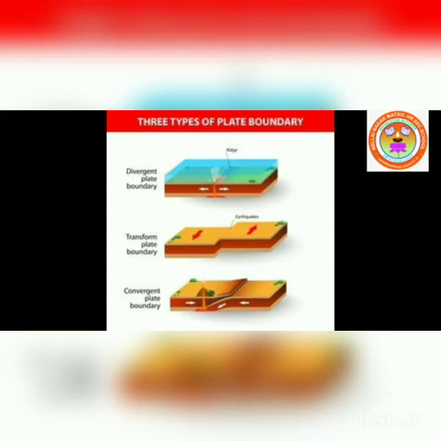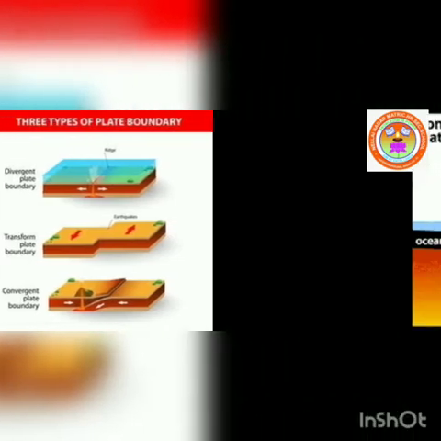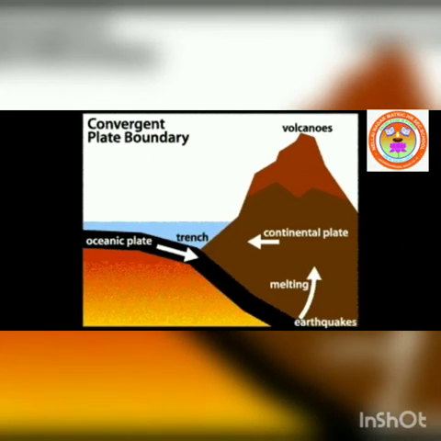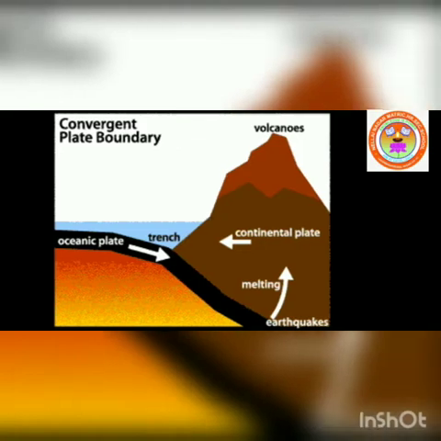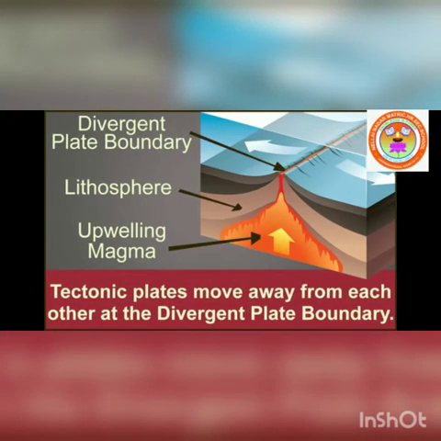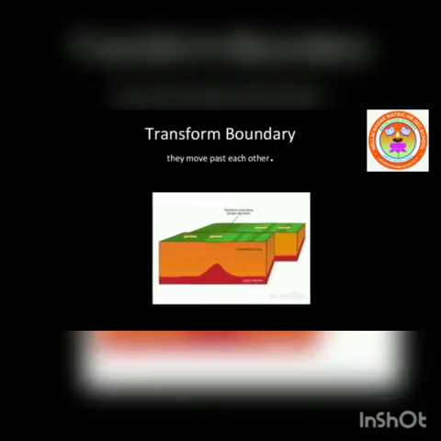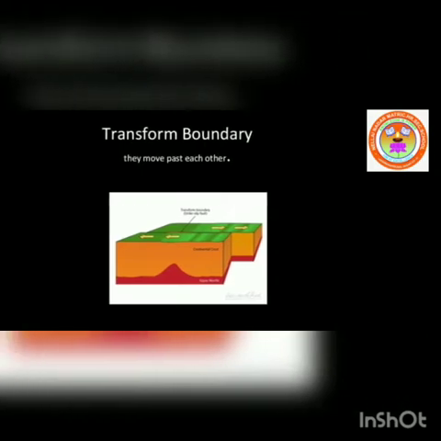Another, movements of continental plates. Here you can see convergent plate boundary, with the trenches, oceanic plate, continental plate, melting, earthquake, volcanoes. The same in divergent plate boundary, the tectonic plates move away from each other. And here, transform boundary, they move past each other. Okay, very clearly I explained this one.